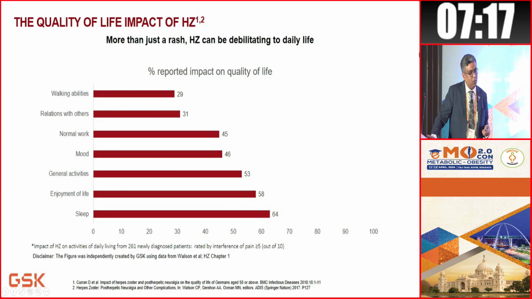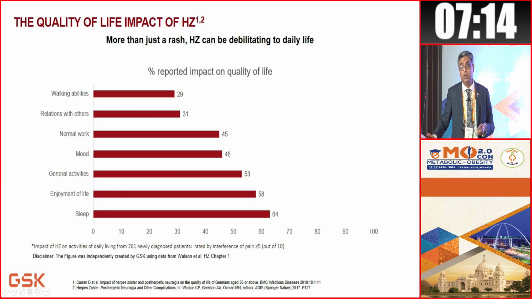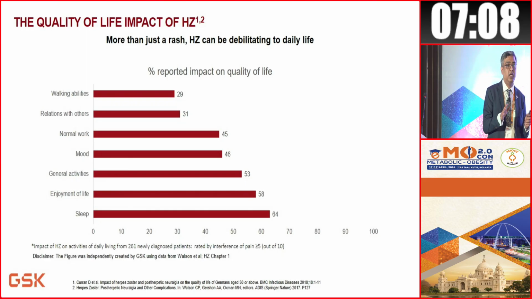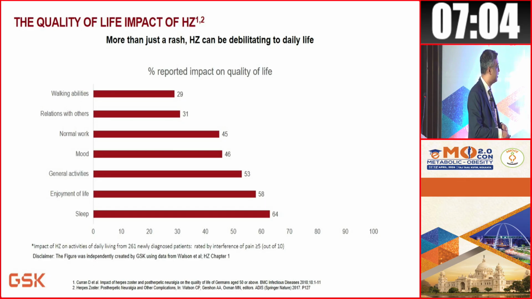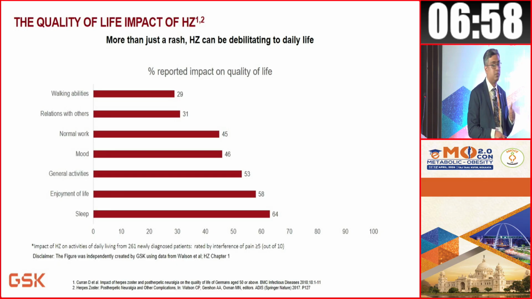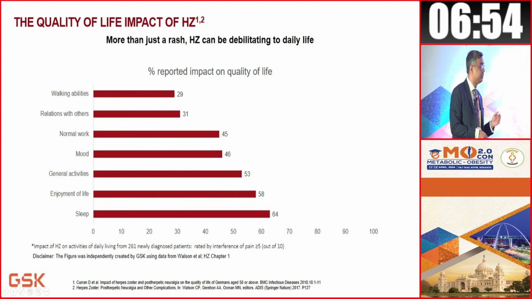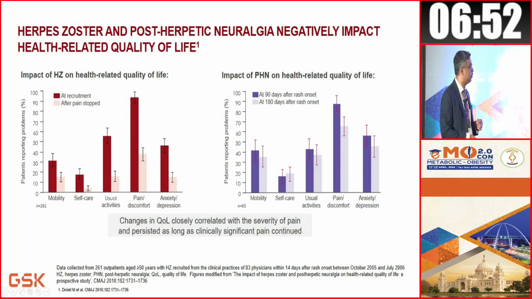Now, when we talk about herpes, it's also important to understand the patient's perspective, because the patient's quality of life is compromised when they get an infection such as herpes. What is most affected is sleep. This is a survey-based result showing sleep is the one component most affected, followed by enjoyment of life and general activity. So patients feel that there is a limitation to their activity.